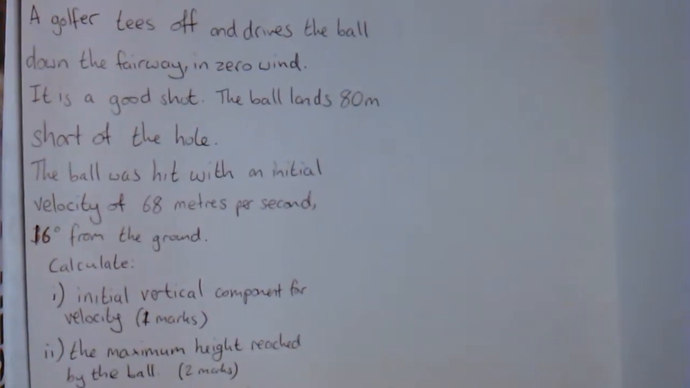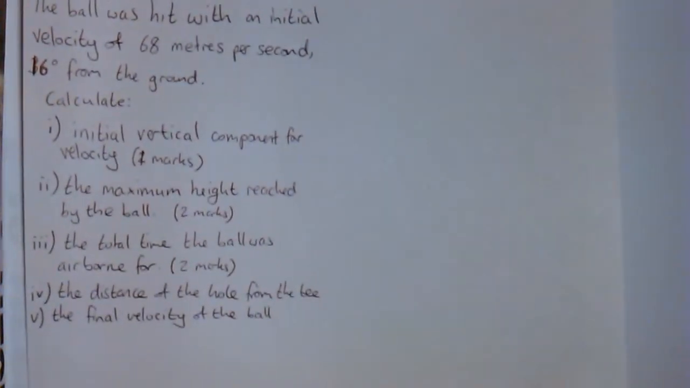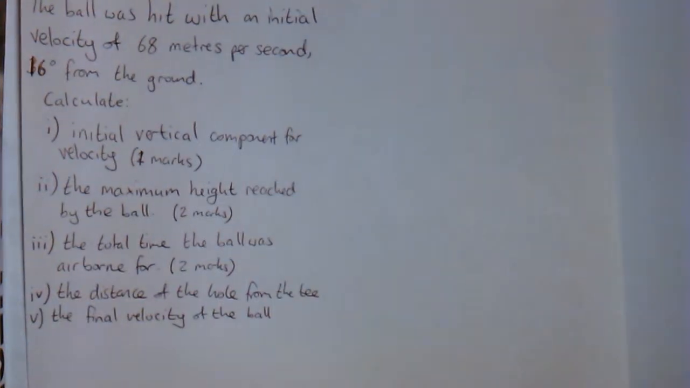There's the question, and there's the 4 parts with the marks. Okay, so the best way to answer a projectile motion question is always to draw yourself a little diagram, particularly when there's a vector involved. And the first thing it asks us to do is find the initial vertical component for velocity. Usually you'd be asked to find the vertical and horizontal at the same time.